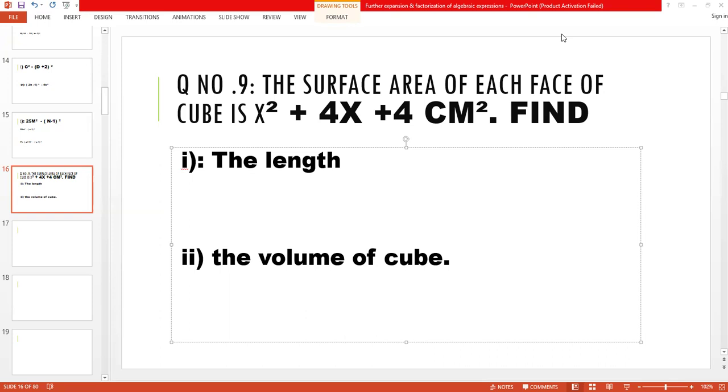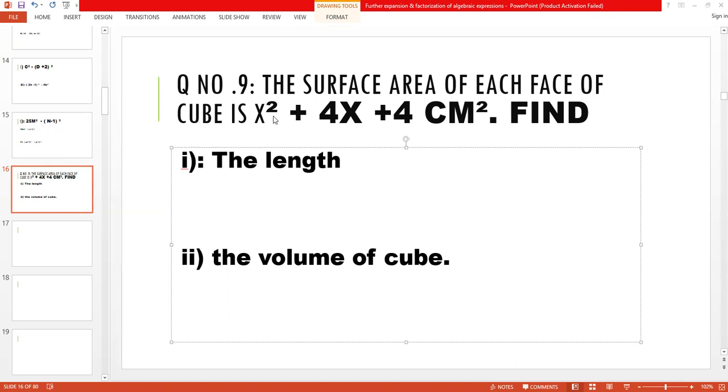Here in the question, it is given the surface area of each face of cube. I think all of you know about the cube. It is a three-dimensional shape, and all the faces look like squares. In other words, in a cube, we have length, breadth, and height, and all these are equal. Like in a square, length and breadth are equal. Similarly, here length, breadth, and height are equal.